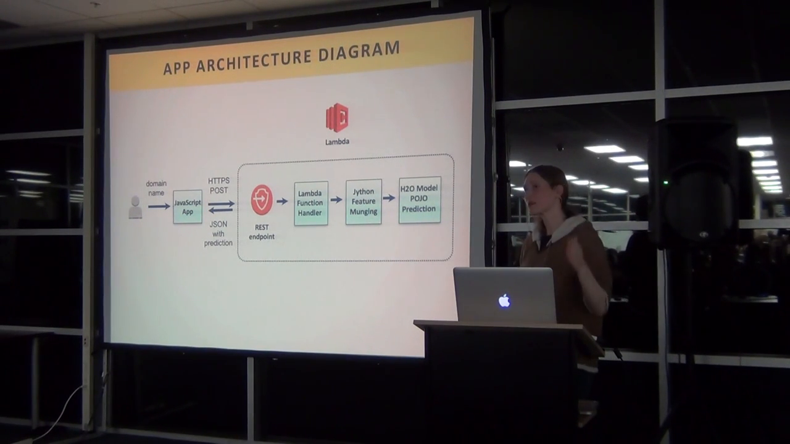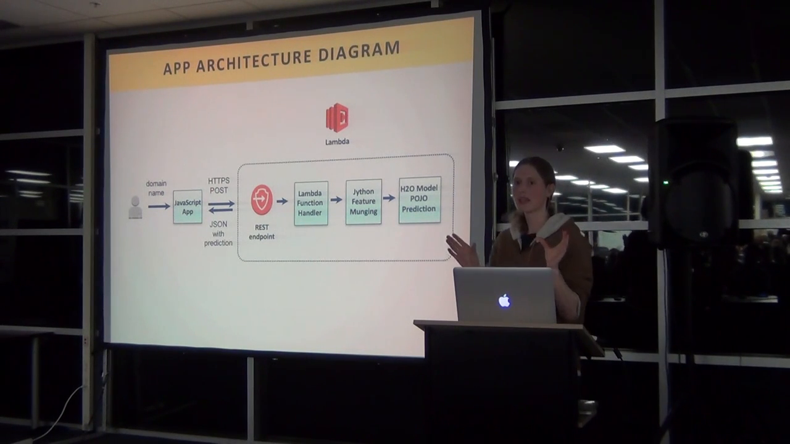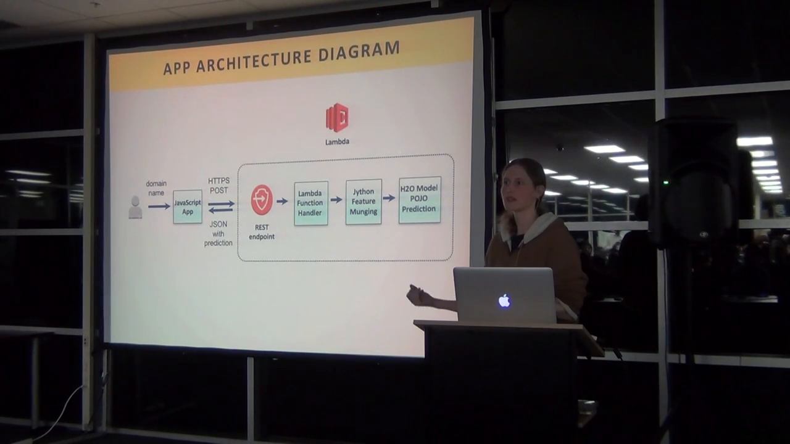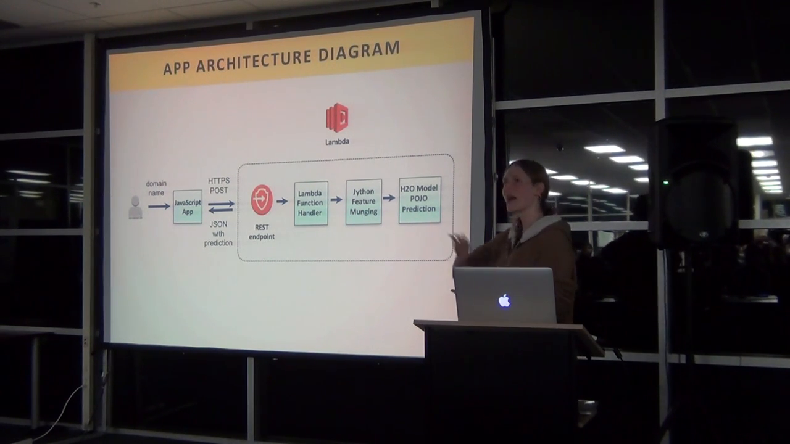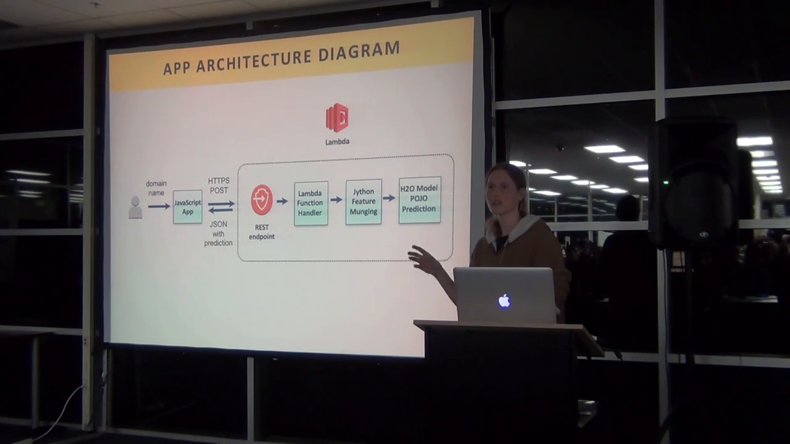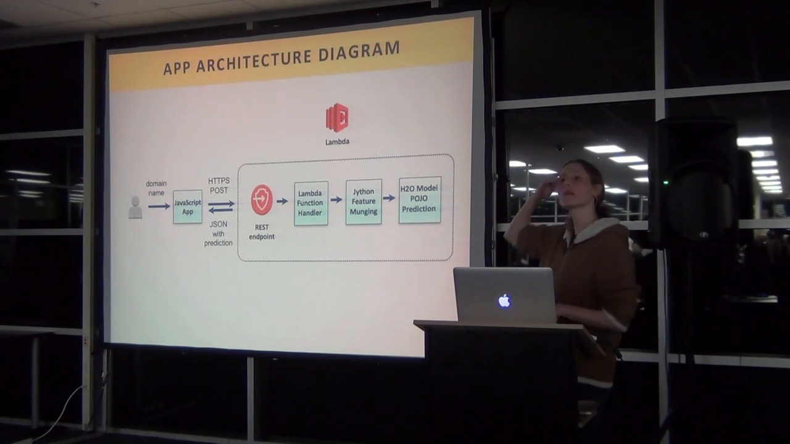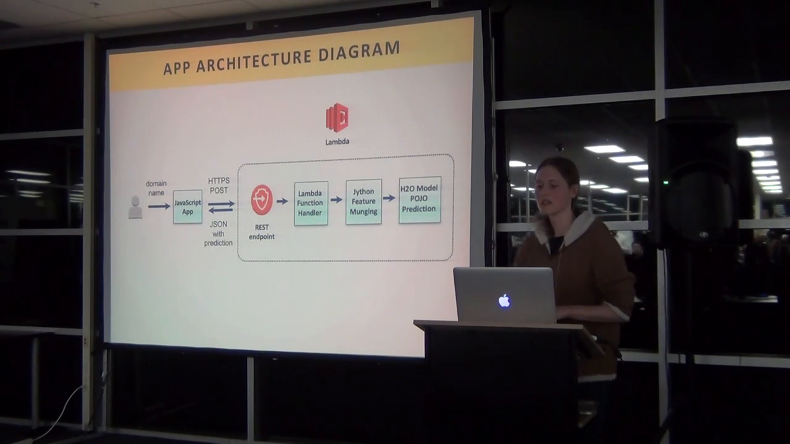So you notice my input is actually just the domain name. It's not the features that the models use, like the string length, the entropy, the proportion of values, and the number of substrings that are English words. So I have to do extra work, which is the feature munging, converting these names into numbers that the models can use. And then finally, I just call the H2O model, the POJO, to make the prediction.